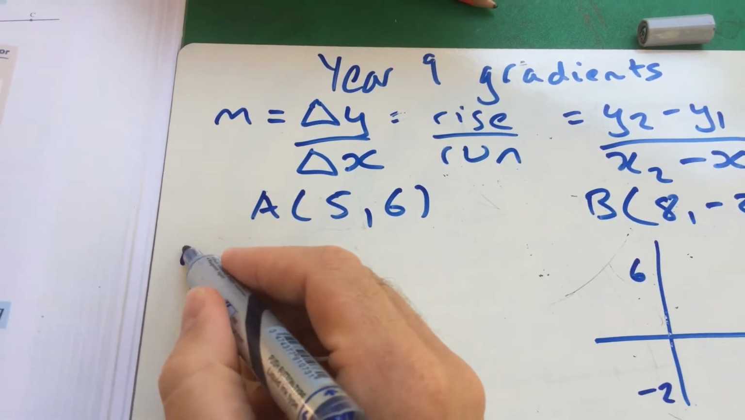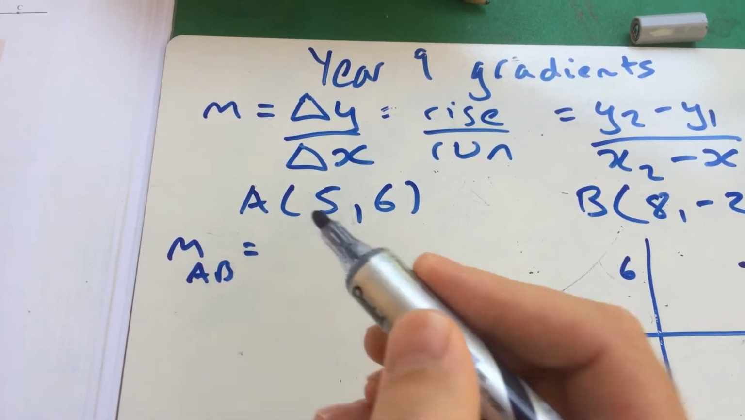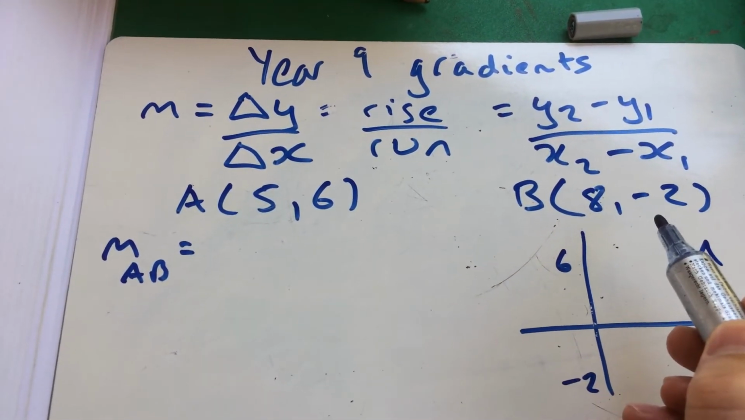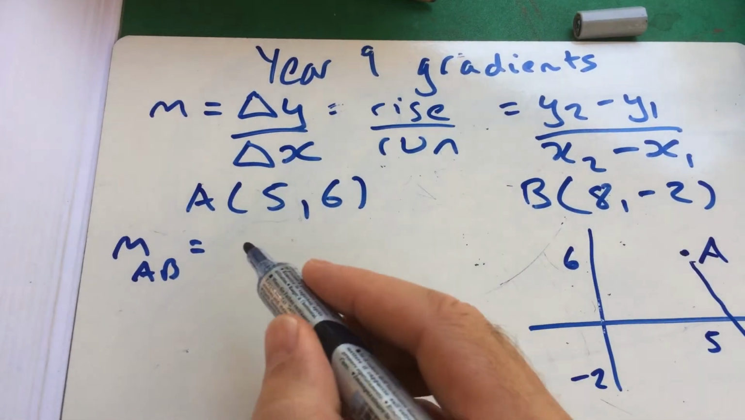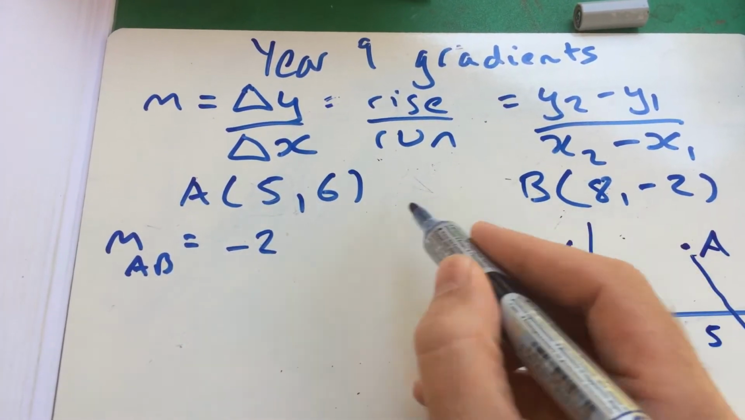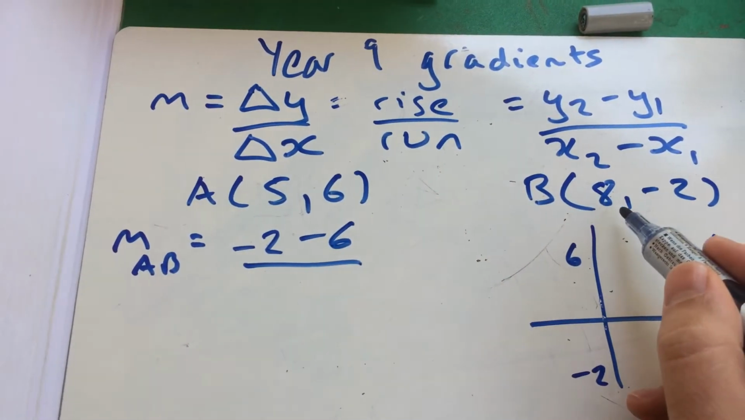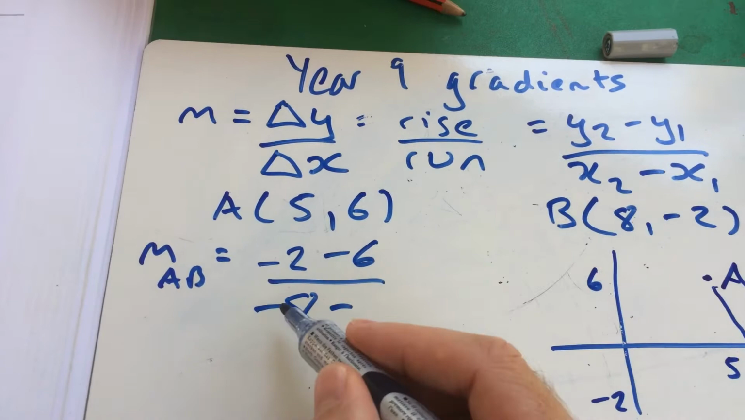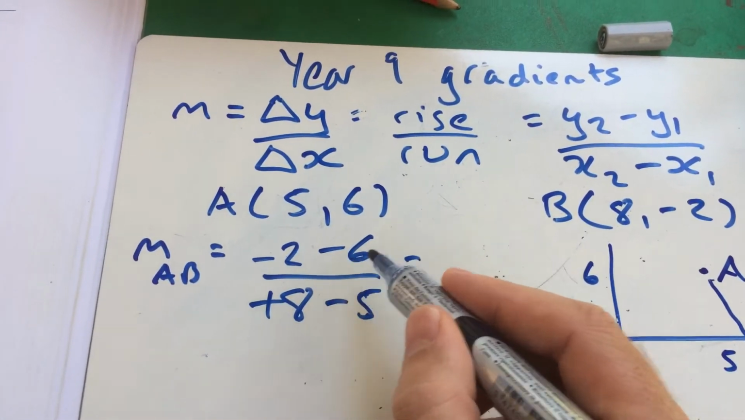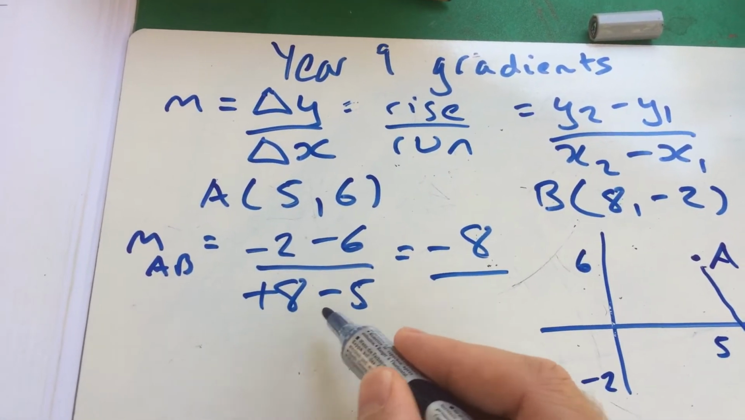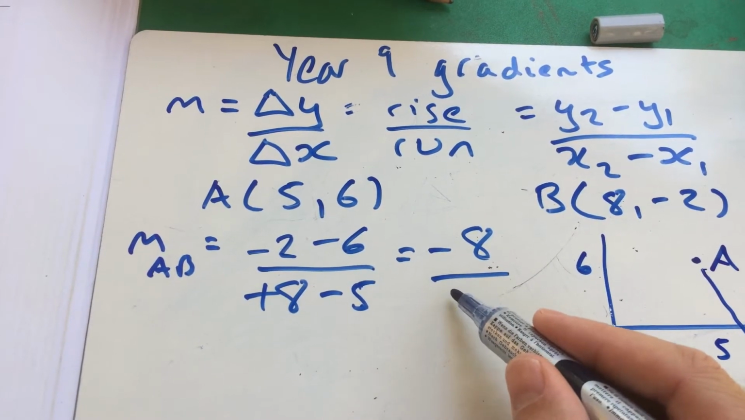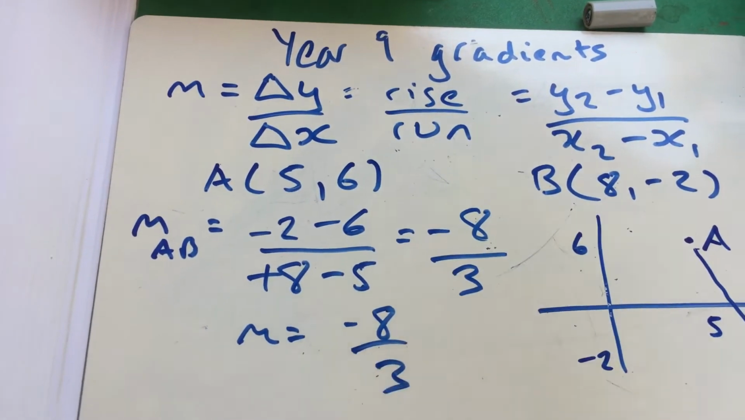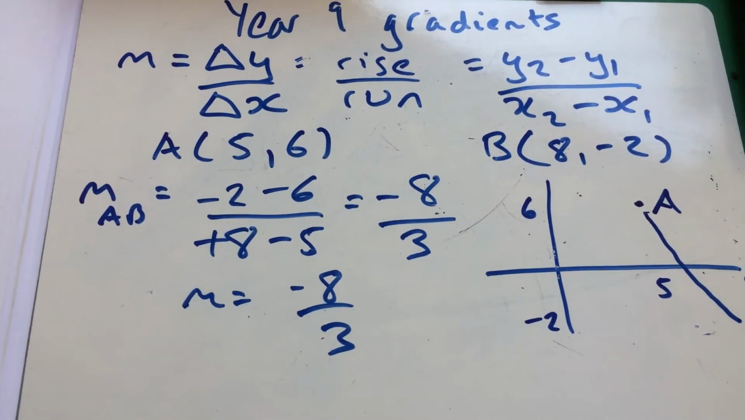So let's put that into the formula, find out what m, the gradient of AB, is. I'm going to take that as my x2, y2. It doesn't actually matter. So y2 is minus 2, minus 6, over positive 8 minus 5. So we have minus 2 minus 6, which is minus 8, over 3. So the gradient there is minus 8 over 3. So that's the gradient of 2 points.